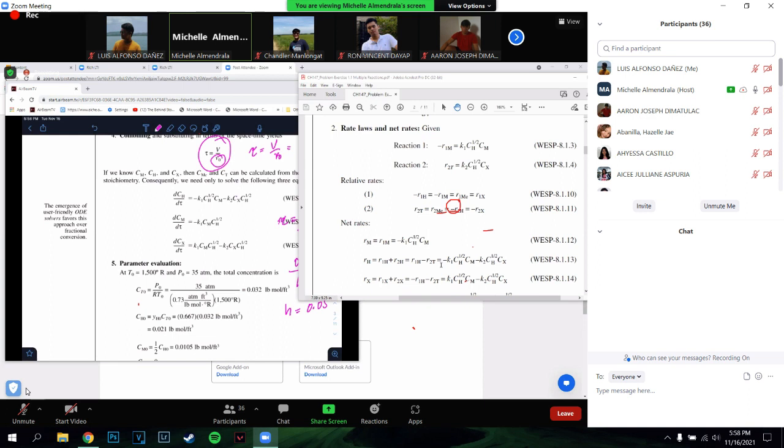Therefore, the integral of dCH, the concentration. So you have CH0 and CH, which is the known. So CH minus CH0 is equal to this f of x, multiplied by your delta tau.